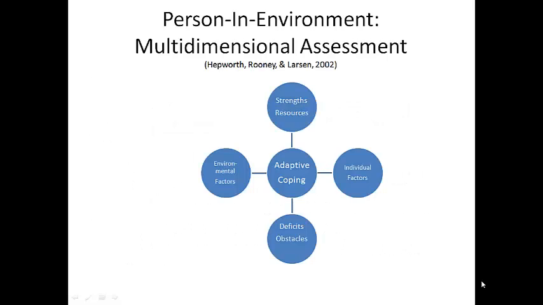Applying ecological and the person and environment theories or approaches to assessment in social work, we must look at the broad range of strengths, of deficits, or obstacles within the individual and family, but at the same time in the environment. So we have all of these factors that we need to look at. And they're very, very important in how an individual, a family, or a community copes. This we'll talk more about when we get into assessment and intervention of individuals.